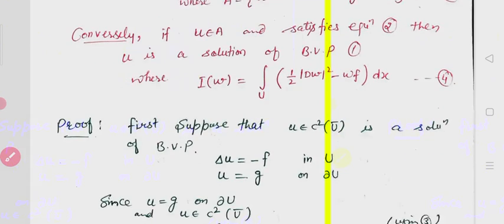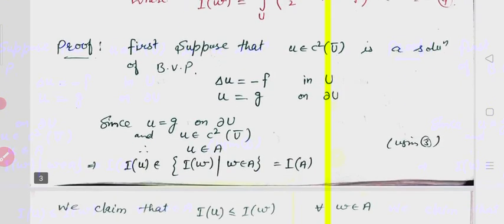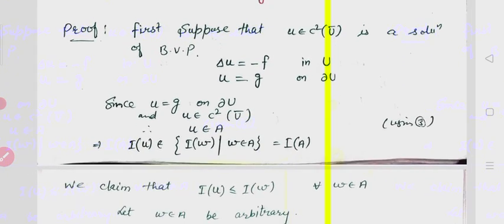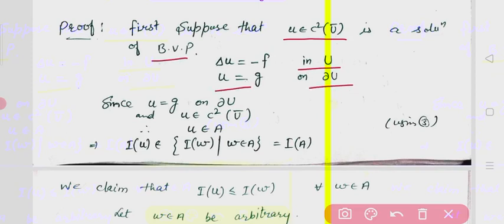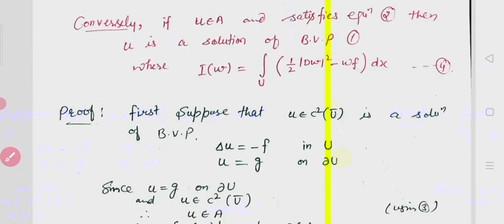Now, first I suppose that u is the solution of the given boundary value problem. So I take u belonging to C square of U bar as the solution of the boundary value problem, delta u equal to minus f in U and u equal to g on the boundary, right? Now here you can see that u is equal to g on the boundary, and u belongs to C square of U bar. So here you can see the definition over here. What is A?